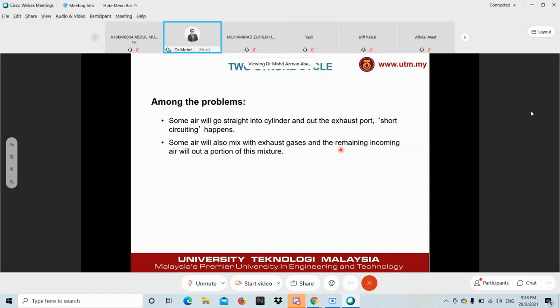Another problem associated with the two-stroke cycle, yes, it produces much more power because of the 360 degrees revolution to produce one cycle or one power stroke, but because of that it is producing much more noise, and also it consumes more fuel and also produces more emission compared to the four-stroke cycle.